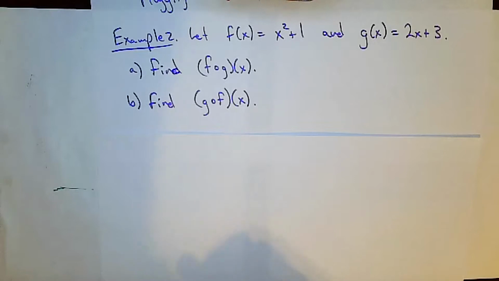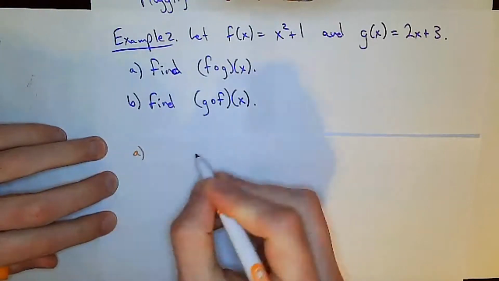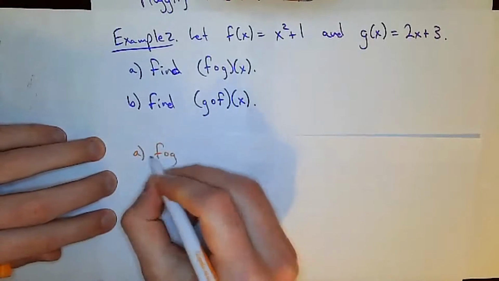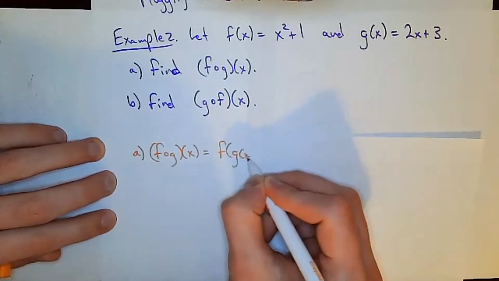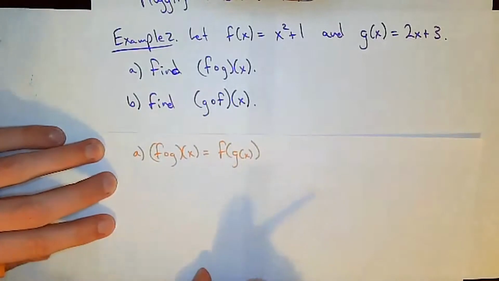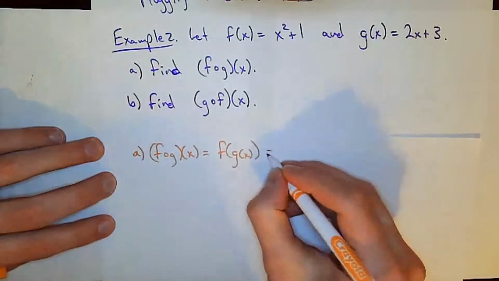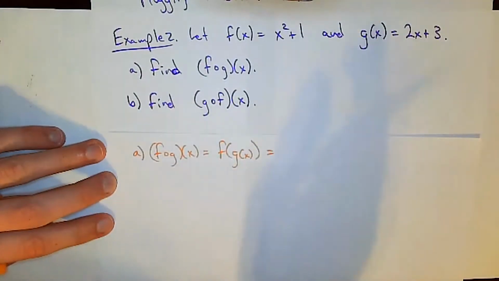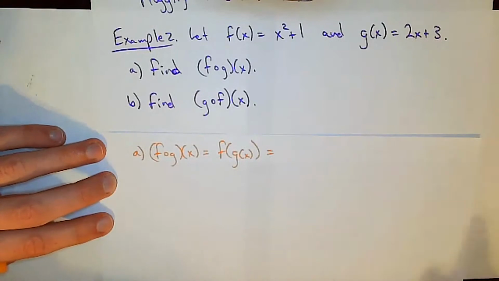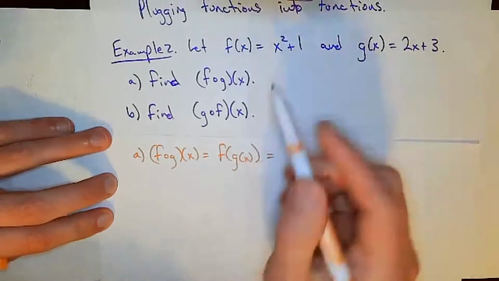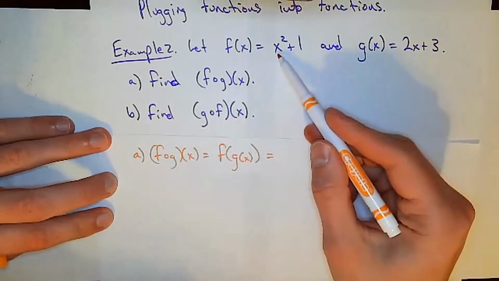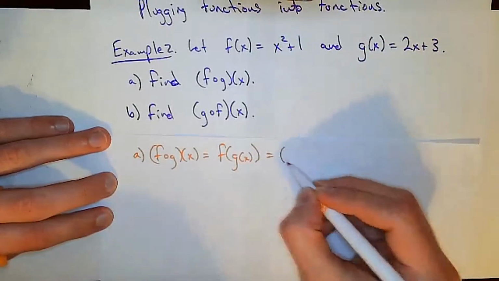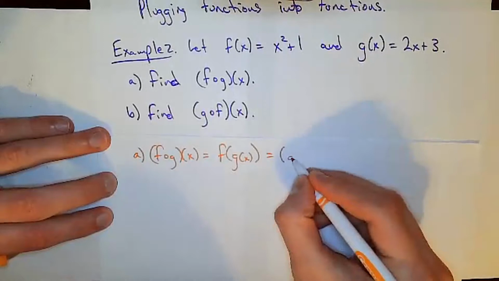Here we go. Use orange. Part A, f composed with g at x is equal to f of g of x. And you might say, well, that's not much more helpful, but it really is, because it tells you to literally write your function f of x, x squared plus 1, but in place of the x, just that x right there, you're going to replace that with the entire g of x function.